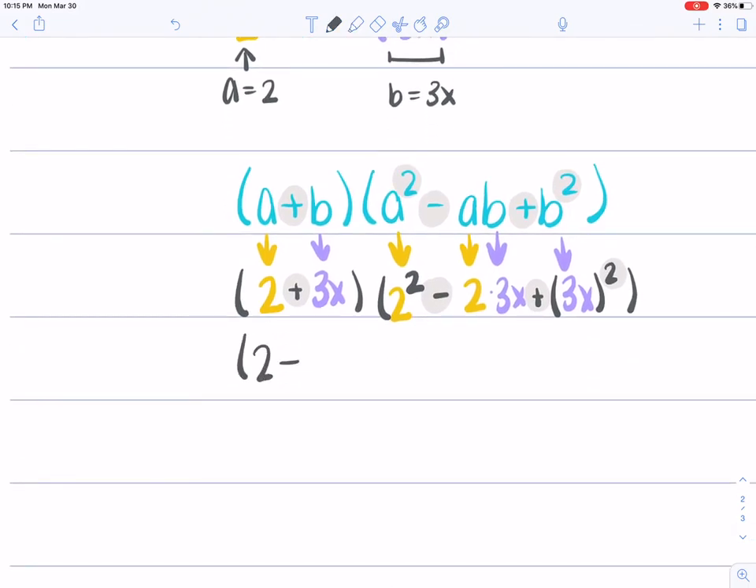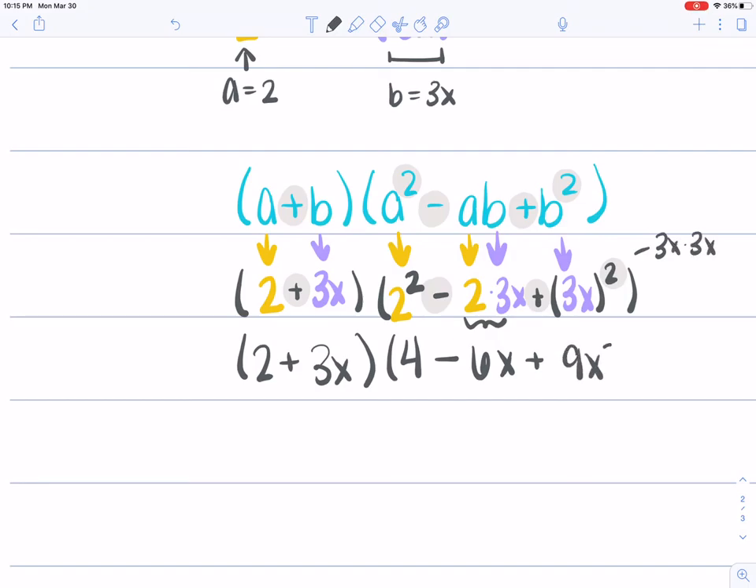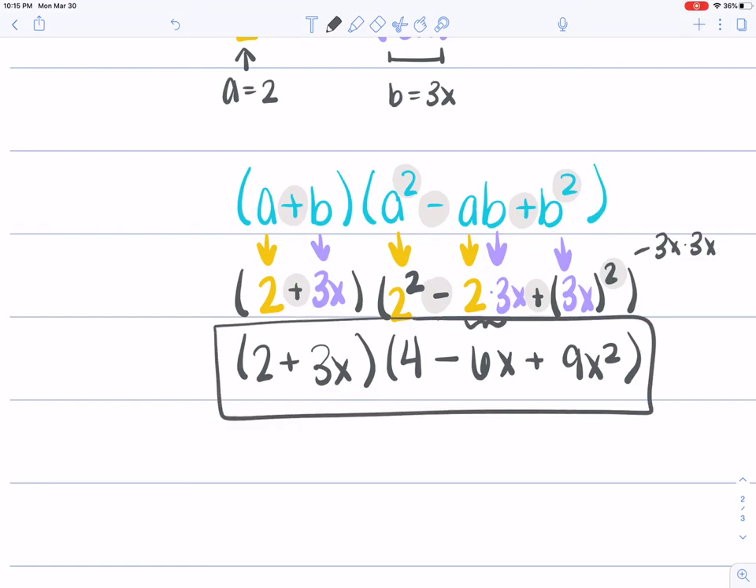So I've got 2 plus 3x. Well, 2 squared is going to give me 4, minus 2 times 3x is 6x. And then that thing is 3x times 3x, which is going to give me 9x squared. And that is going to be my final answer.